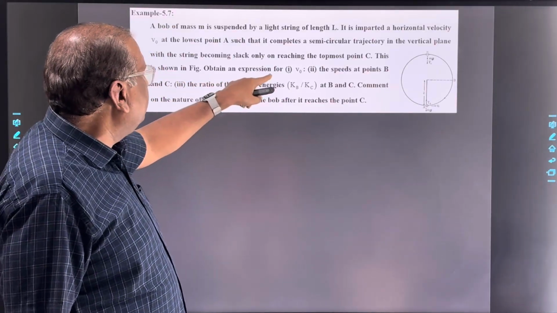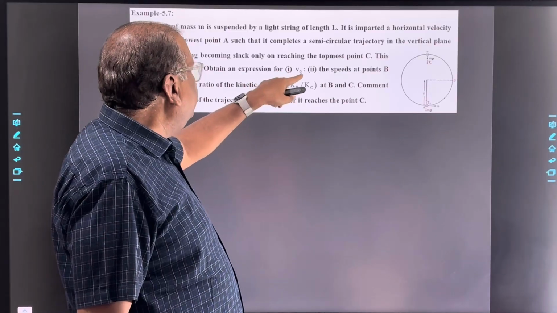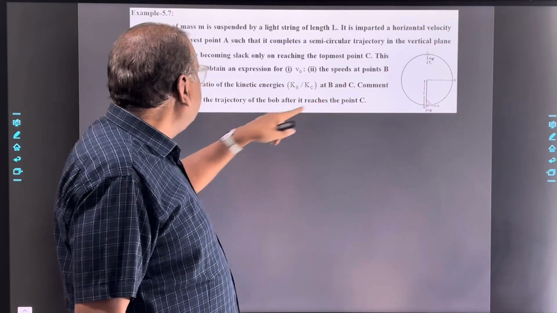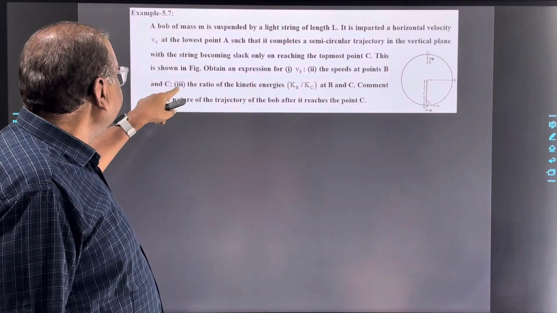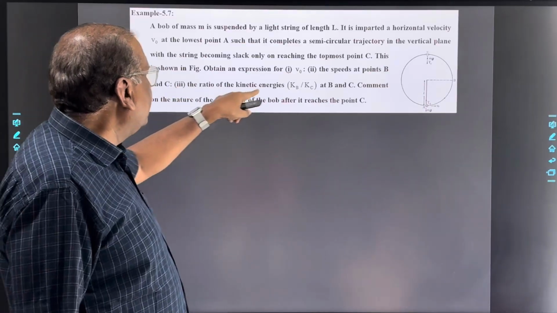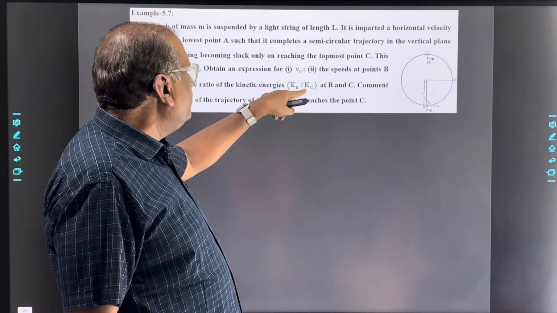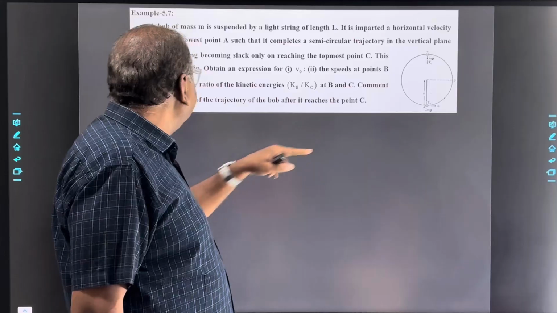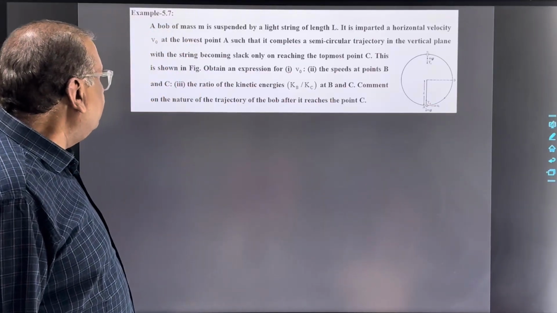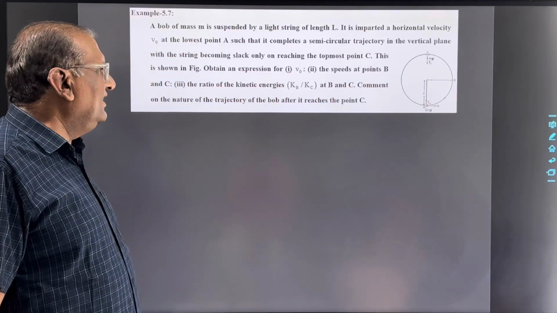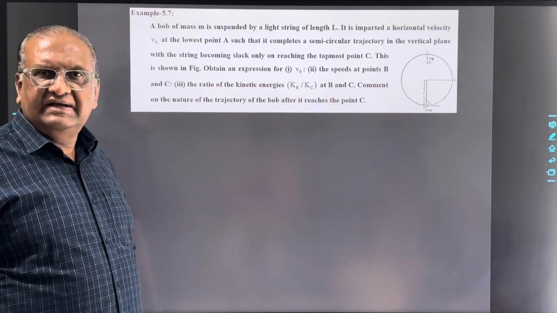Obtain an expression for 1. v0, 2. The speed at points B and C, 3. The ratio of the kinetic energies KB to KC at B and C. 4. Comment on the nature of the trajectory of the bob after it reaches point C.